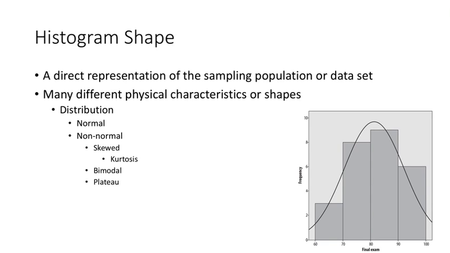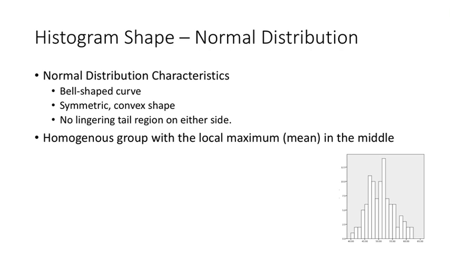Here we have histogram shape, and it's a direct representation of the population or data set. It can have many different characteristics or shapes. It can be normal, such as the diagram on the right. It can be non-normal, and if it's non-normal, is it skewed? Does it have kurtosis? Is it bimodal, meaning it's got 2 modes, or does it just come off and have a plateau? All of these are pretty common in data. Normal distribution, which a lot of biological data follows, is a bell-shaped curve. It's symmetrical, convex, and there's no lingering tail region.